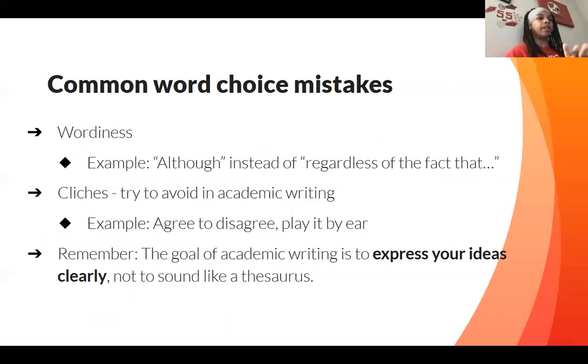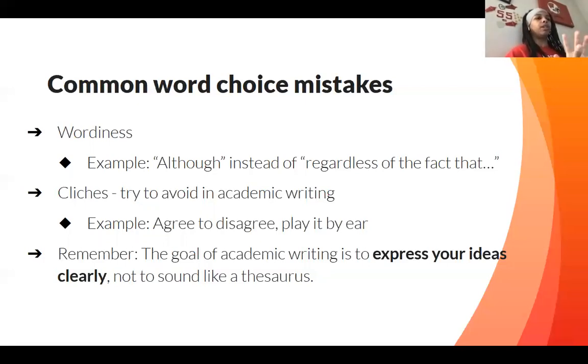Other mistakes are things like wordiness. For example, saying although instead of regardless of the fact. It's just kind of like filler words. Those can also jumble up your writing quite a bit. You also want to try and avoid cliches when you use academic writing. For example, saying things like agree to disagree or play it by ear aren't things that are really found in academic writing and could actually pull away from the strength of your writing when used.